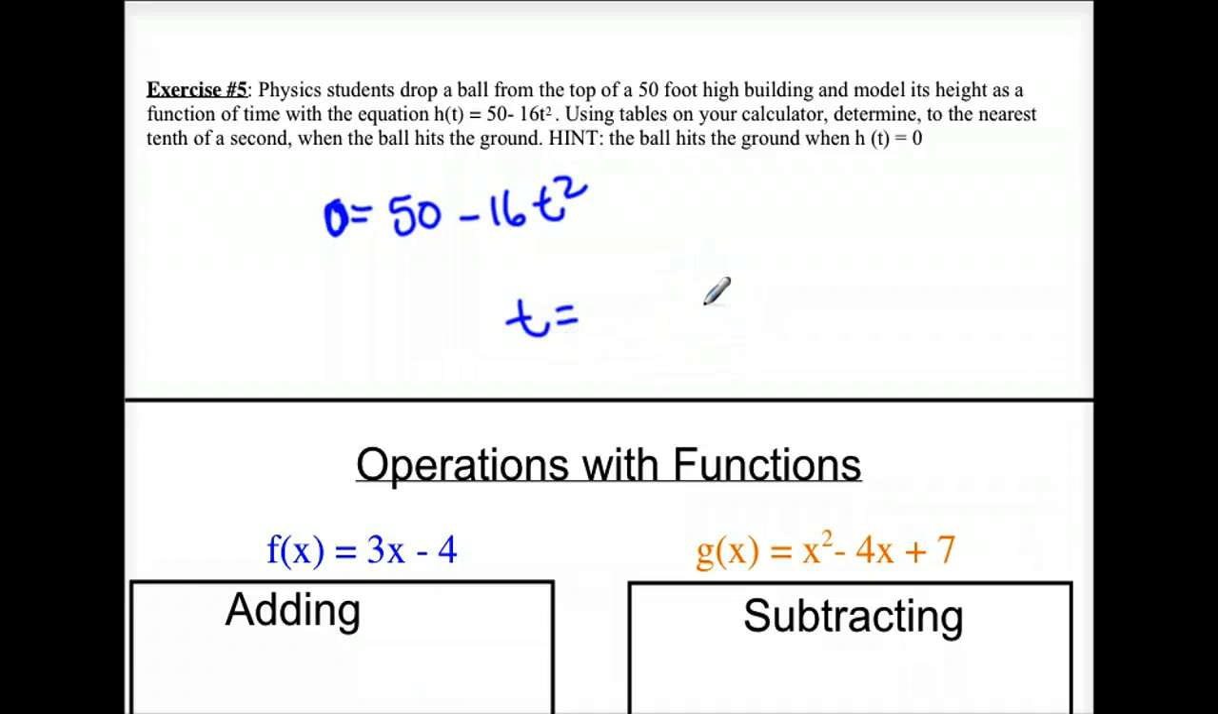What I want you to do is pause the video, make sure you get a calculator, and I will wait for you. Yes, go get a calculator now. Thank you.